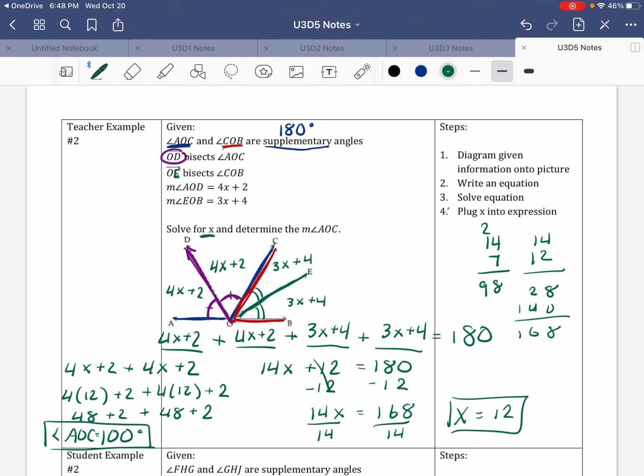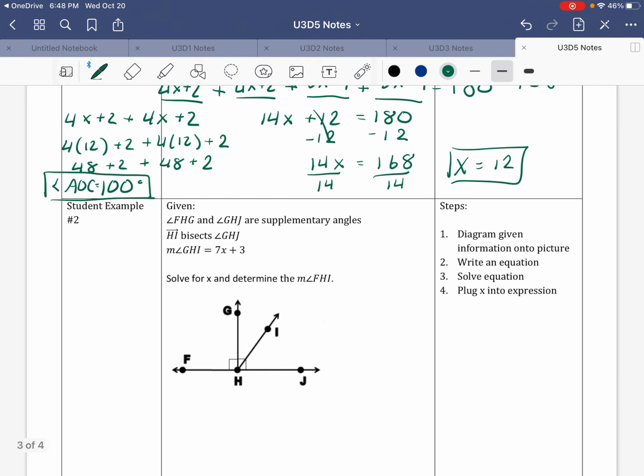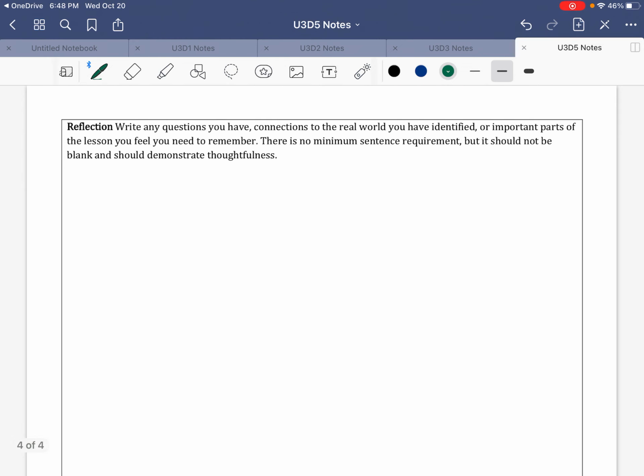Okay. Try student example number 2 on your own. And don't forget to do your reflection.